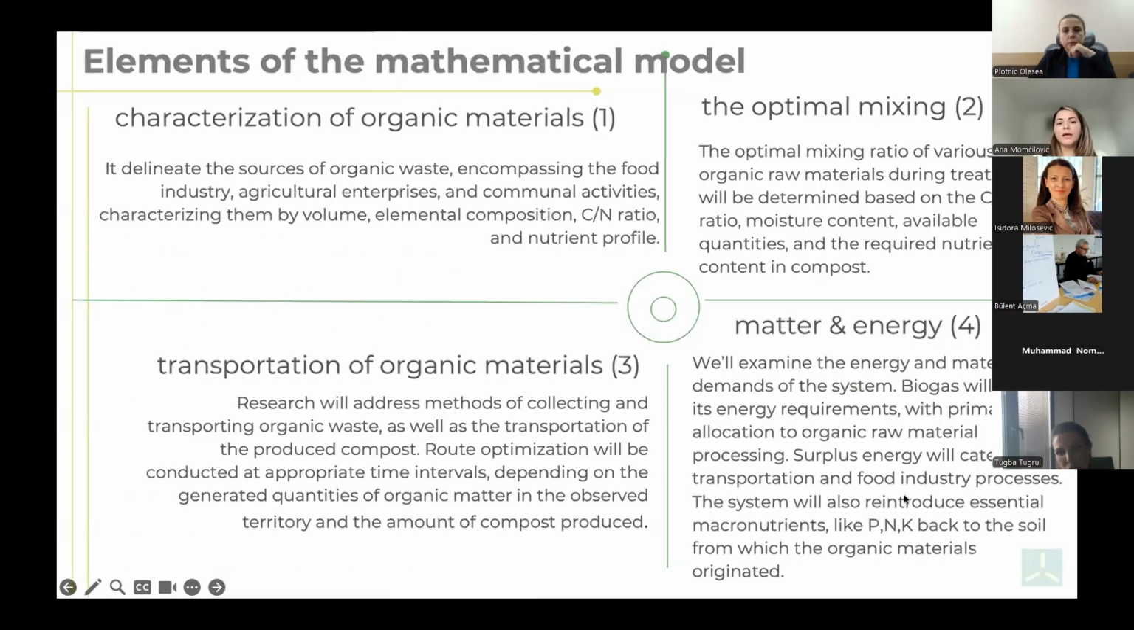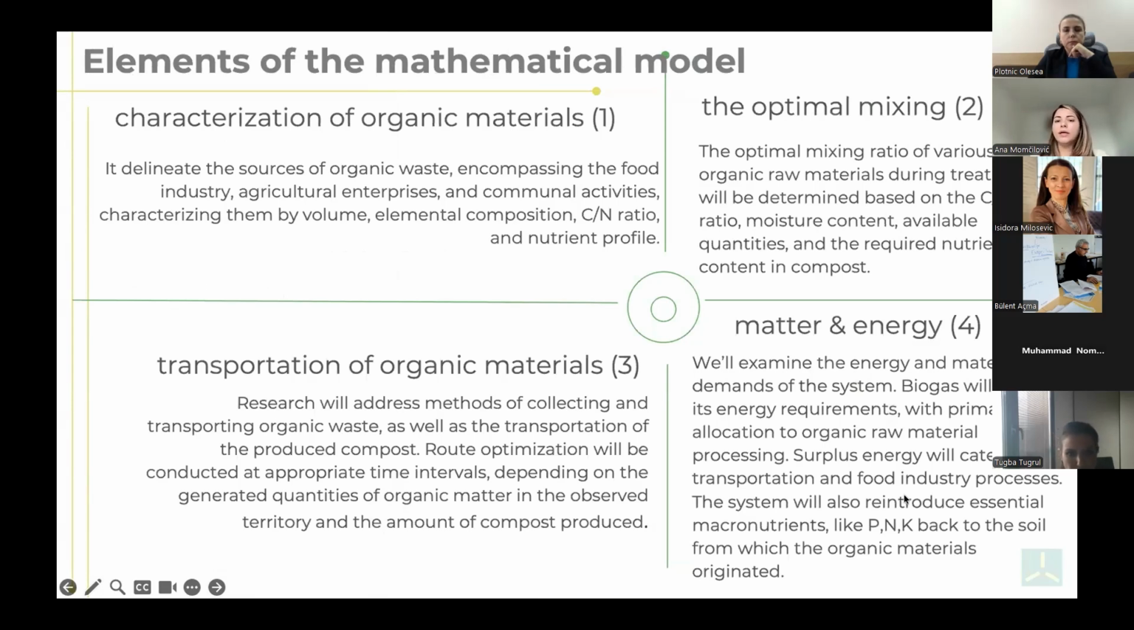Model just to get an idea how we have. The main model has four main parts. There is a characterization of organic materials. It is really important if we want to optimize processes for biochemical treatment of organic waste. And I emphasize biochemical because we use only biochemical, not thermochemical processes, because they do not replicate natural cycles.